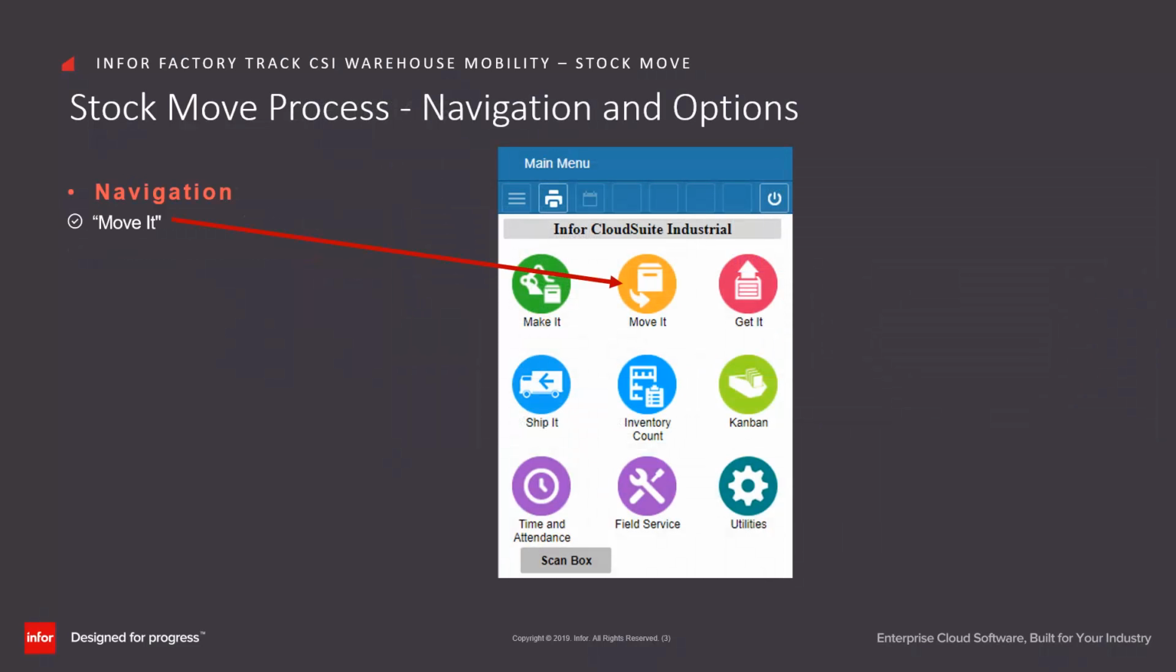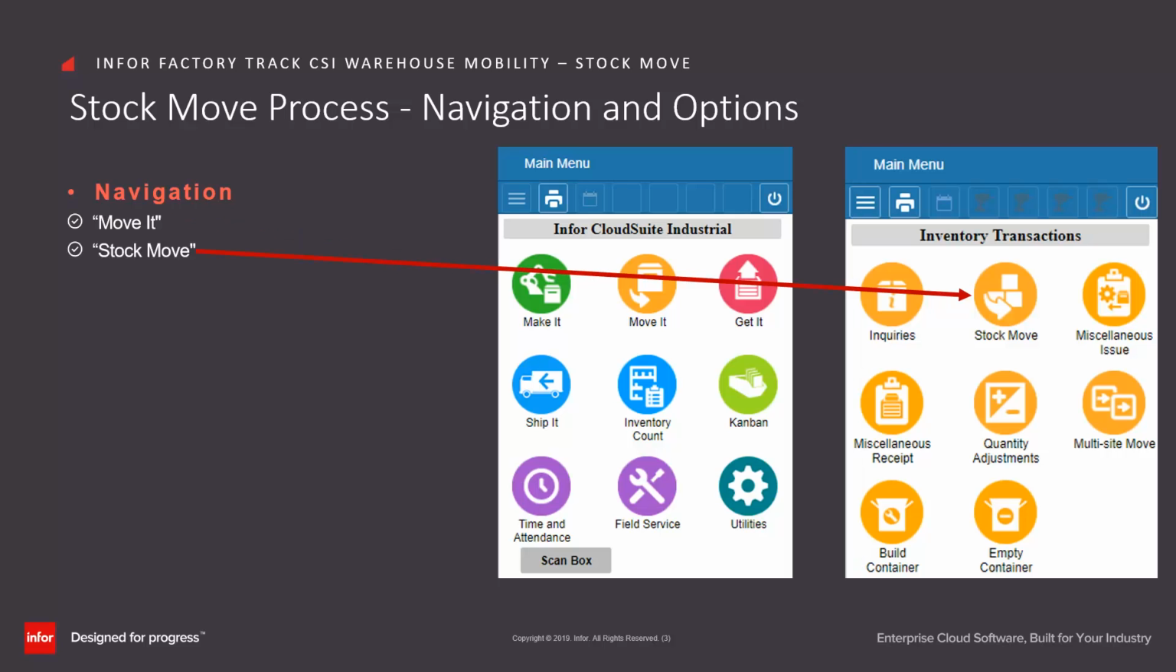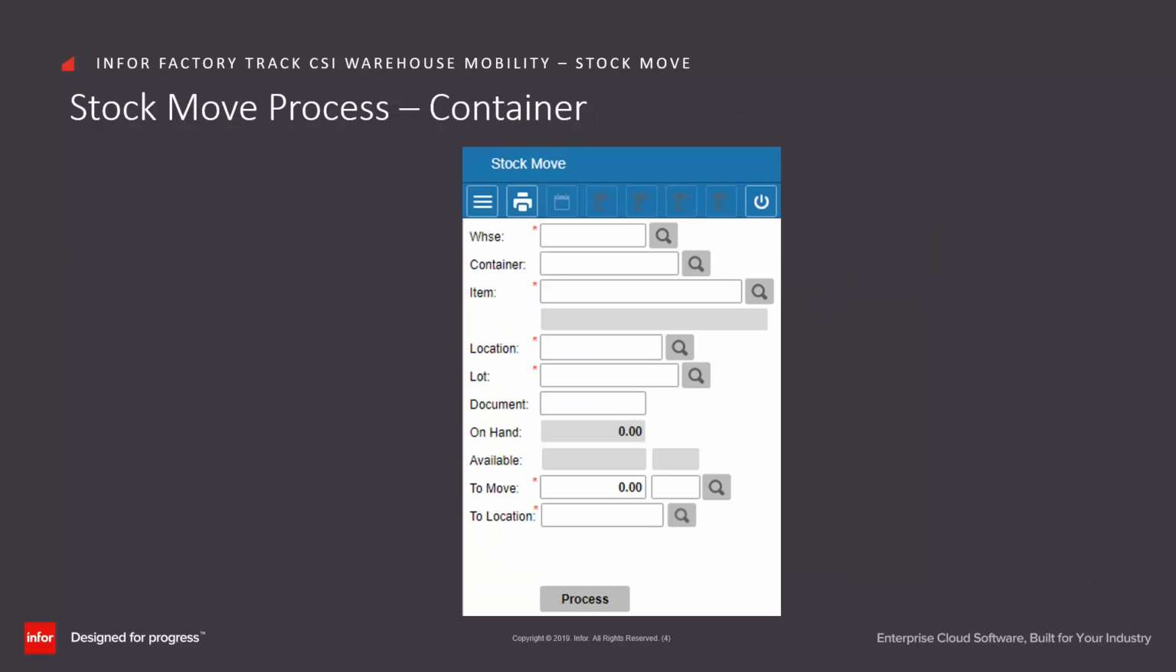To start the stock move process, from the Factory Track Warehouse Mobility main menu, click on the Move It icon. This navigates to the Inventory Transactions menu, where you click on the Stock Move icon. Factory Track supports stock move of a container or of a specified item.